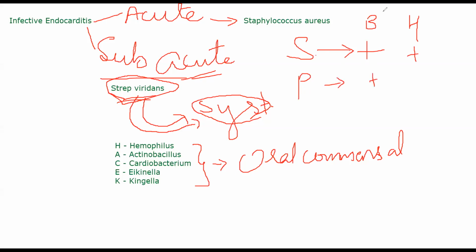Bacteria or the pathogen is having a positive effect while the human is getting damaged. Commensal is something where bacteria is having a positive effect, but the human has no effect, zero effect. It is just that the commensal is living inside your mouth. That's it. It will not do any harm. It will not do anything good.